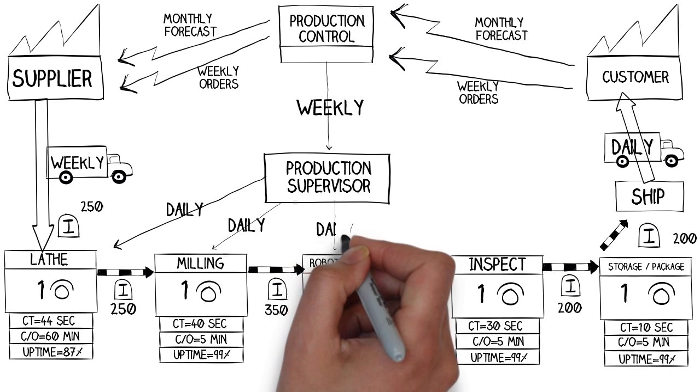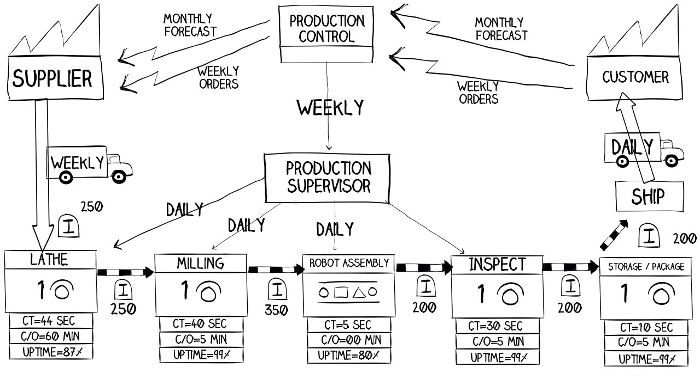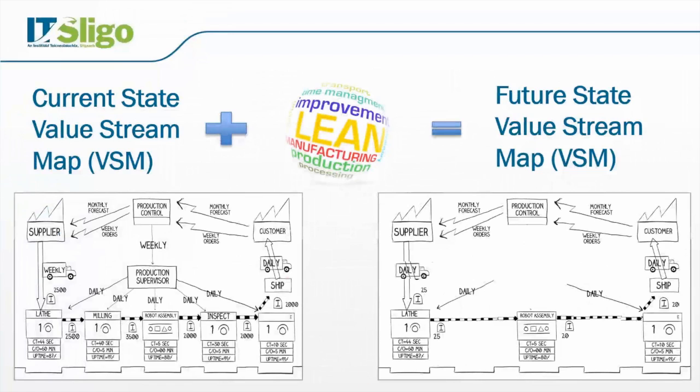It's a very useful process. I've put some information onto Moodle showing you where to find additional details. In particular, the book Learning to See is a good reference. Once we've drawn our current state value stream map, we can then identify a future value stream map. Remember, this is where we are, this is where we want to be, and we're going to use Lean and Six Sigma to get there.